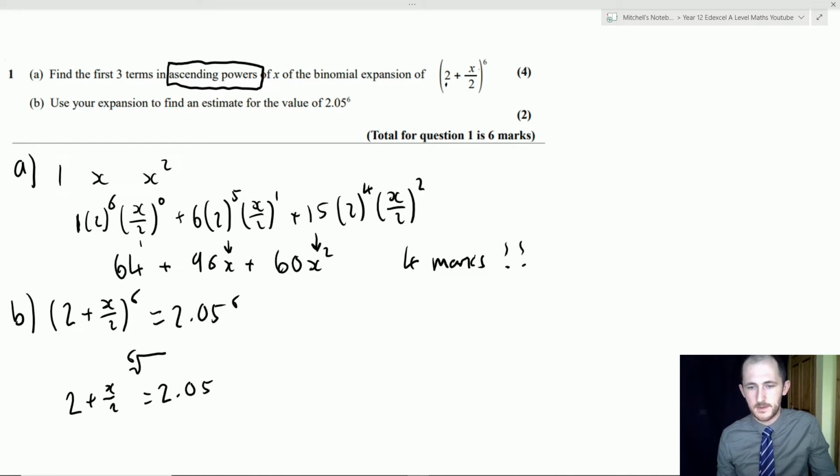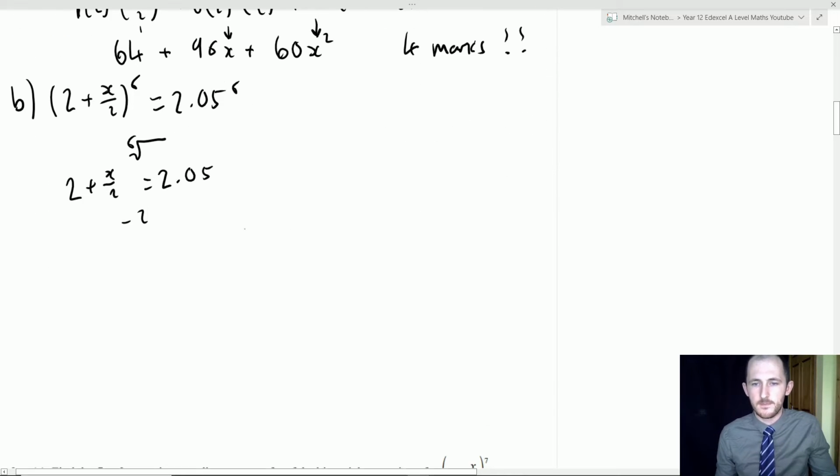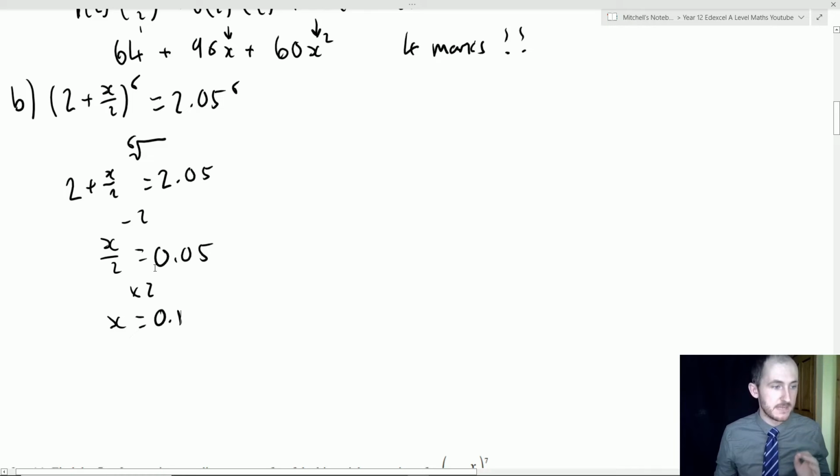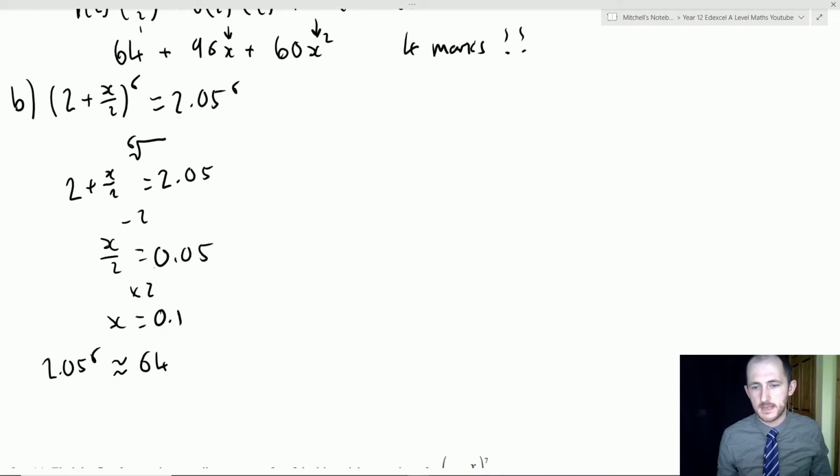2.05. Subtract 2 from both sides, I get x over 2 equals 0.05. Times both sides by 2, I get x is equal to 0.1. So all I need to do now to find out an estimate for what 2.05 to the power of 6 is, is I sub in x equals 0.1.